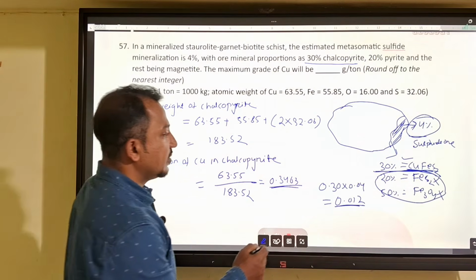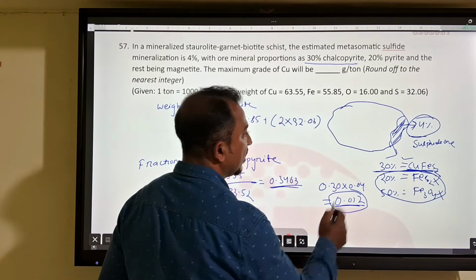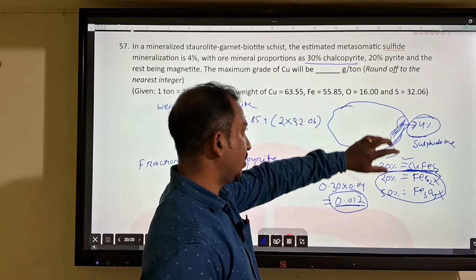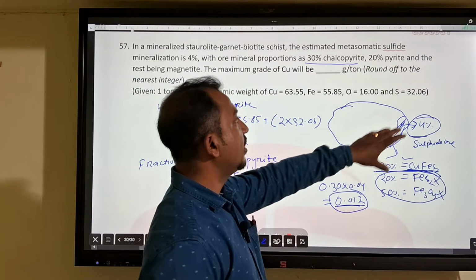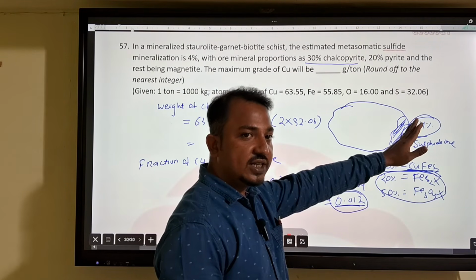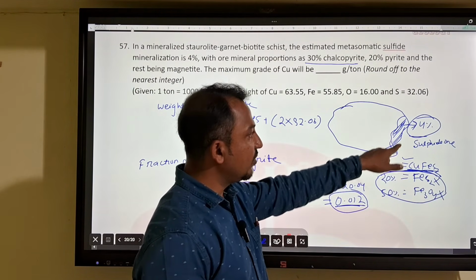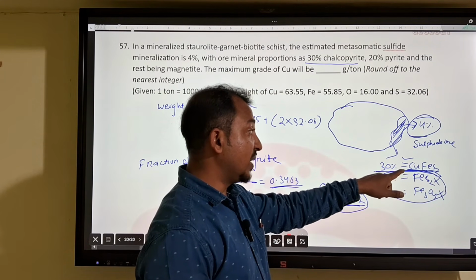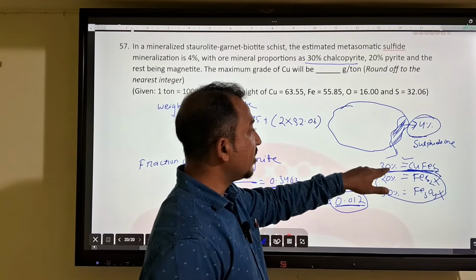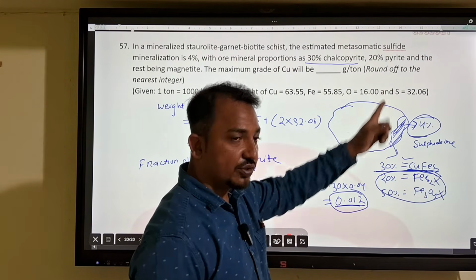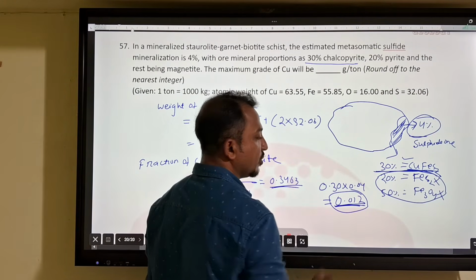So why are we calculating this? Because we have 4% mineralized from the whole metasomatic deposition. 4% is only sulfide. From that 4%, 30% is chalcopyrite. So what will be the fraction of chalcopyrite from the whole deposition? That will be 0.012.